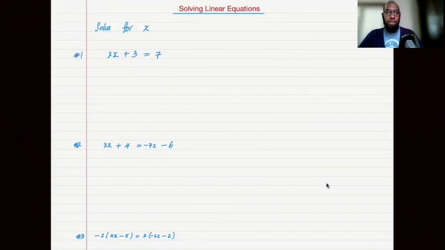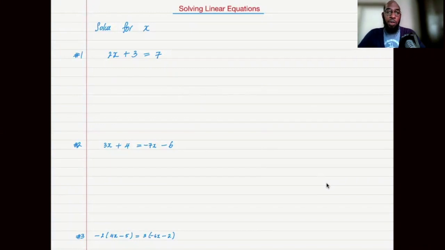Solving linear equations tells us we want to find out what a variable is equal to. A variable can be x, y, z, t, any letter from the alphabet. In this case, we want to find out what x equals, not 2x, 3x, minus 4x, negative 5x. We want to find out what 1x or x is equal to. So please remember, 1x is equal to x. We need to find out what 1x is equal to.